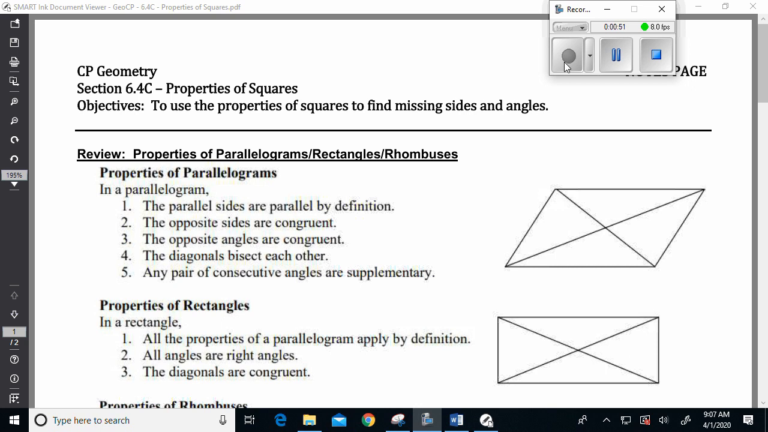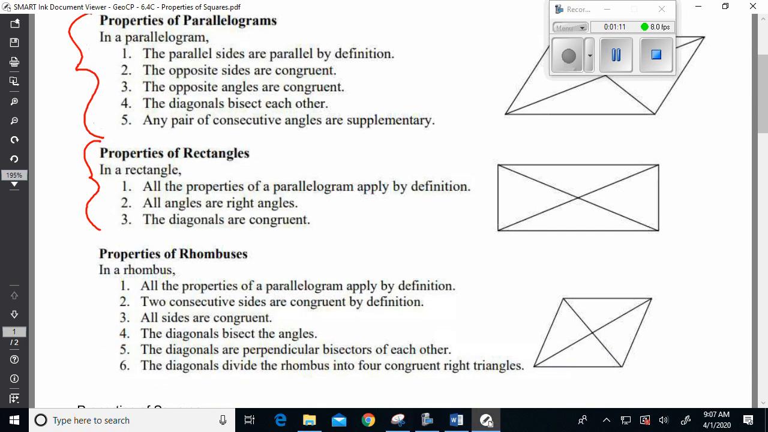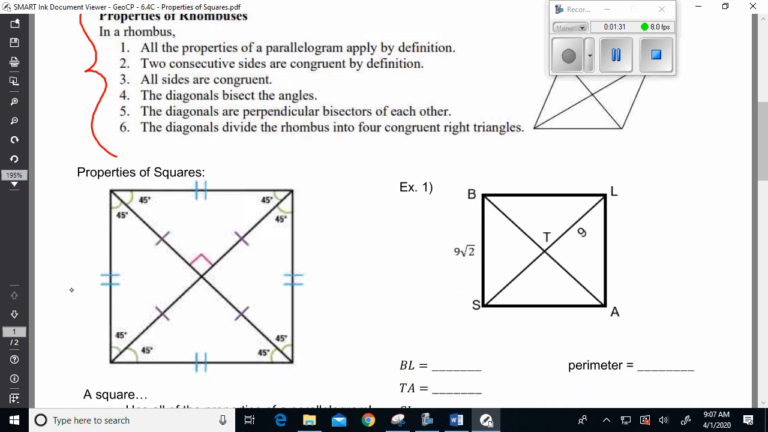So with that, we're going to finish off section 6.4 by looking at the properties of a square. We've done a parallelogram, which you can see all the properties associated with. We took care of rectangles on Monday. And then yesterday, we took care of all the properties associated with a rhombus. So you have your parallelograms, rectangles, rhombuses. So now we delve into a square.